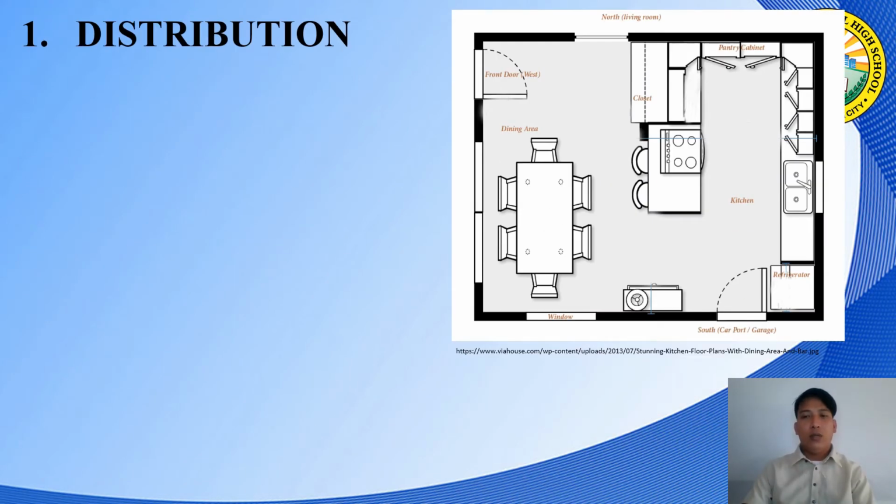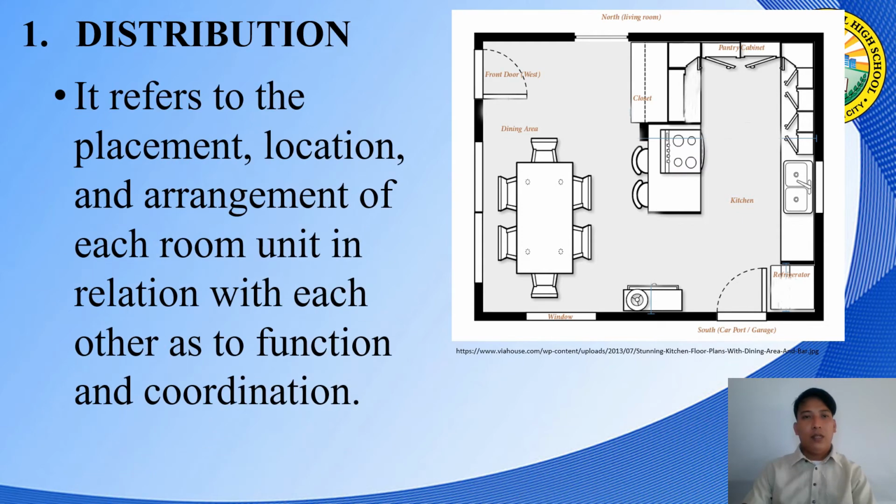First is distribution. It refers to the placement, location, and arrangement of each room unit in relation with each other as to function and coordination. One example is the relation between the dining and the kitchen, which primarily requires accessibility on food servicing. These areas are interrelated and should not be far from each other.